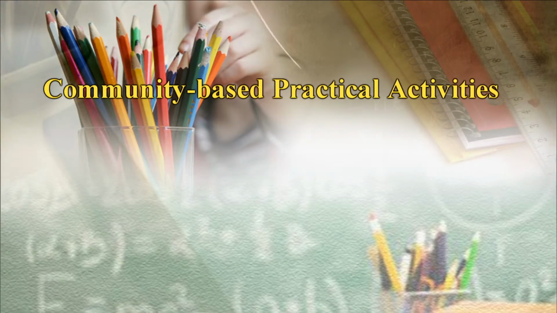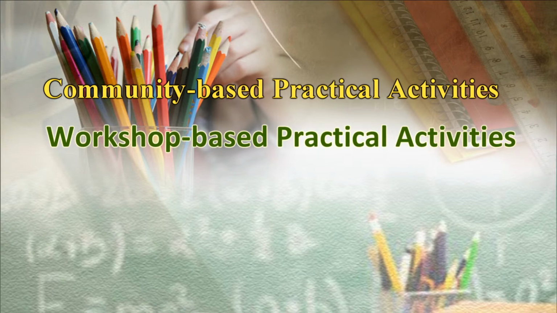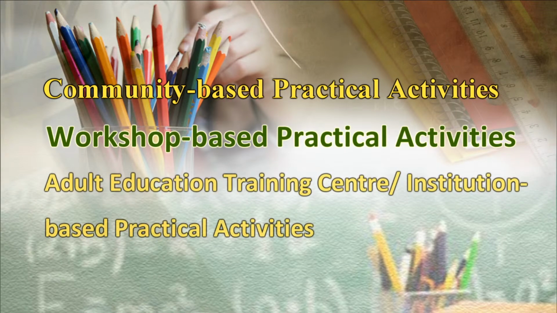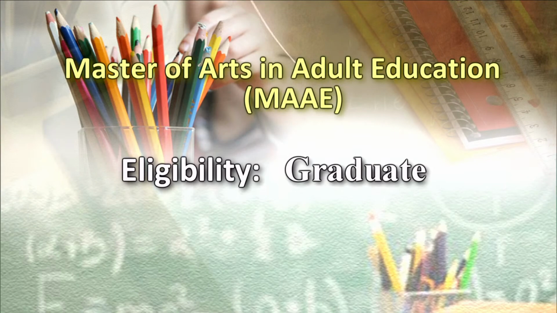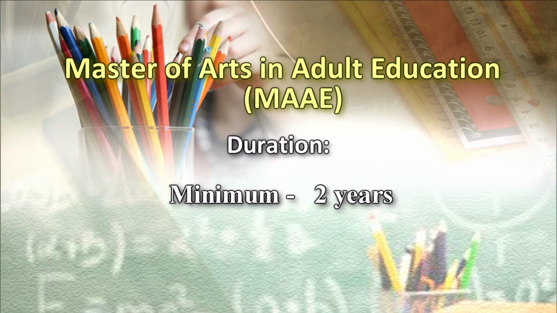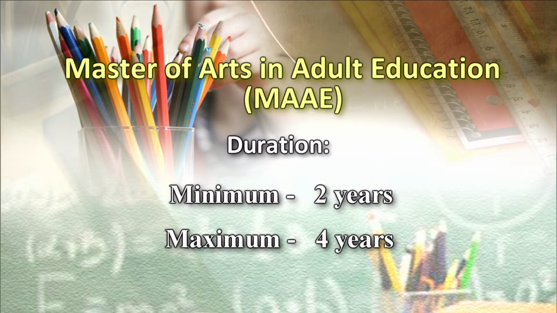The practical course of MAAE is divided into 3 components, namely community-based practical activities, workshop-based practical activities, and adult education training center or institution-based practical activities. The student has to complete all 3 components for completion of this practical course. The minimum qualification required for admission to this program is a bachelor's degree from any recognized university. The minimum duration is 2 years and the maximum duration is 4 years.